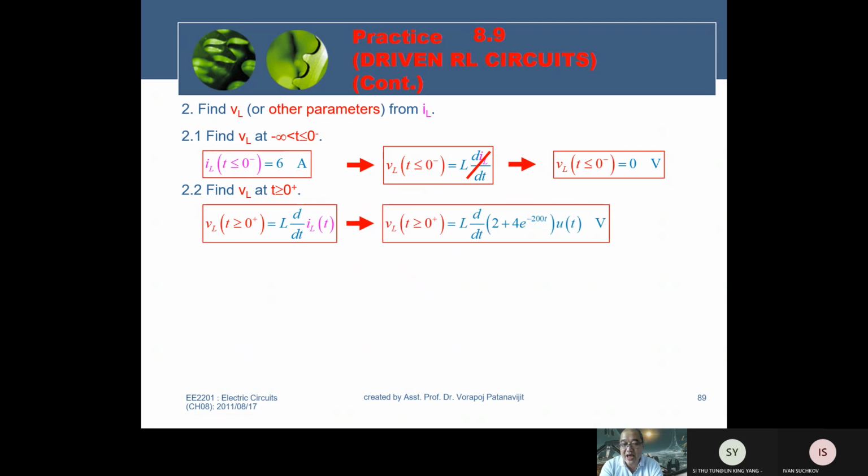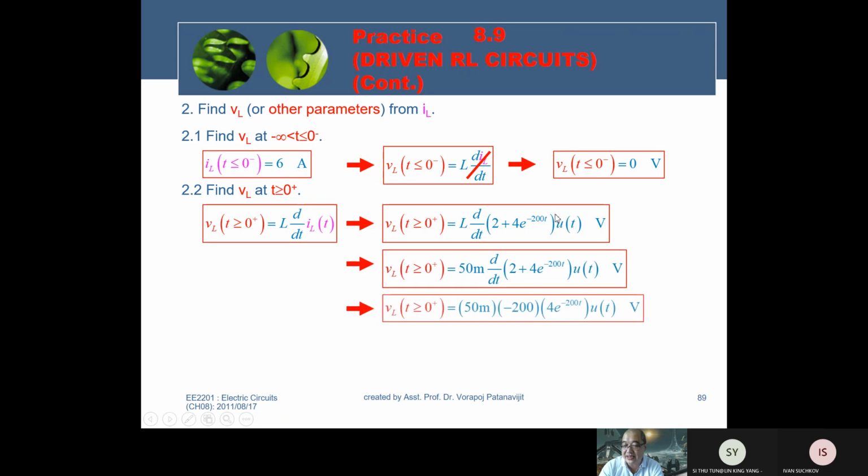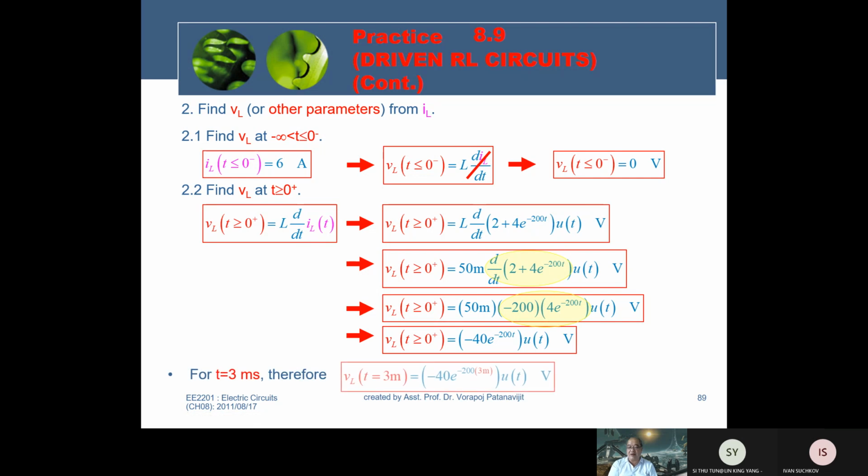Okay. Determine VL for time greater than 0. In this case, you must use IL for time greater than 0, which equals 2 plus 4 e power minus 200t. Okay. Taking the derivative of 2 gives you 0. Taking the derivative of 4 e power at gives you a times 4 e power at. After you get VL in the general form, the question asks you to determine VL at time equal to 3 milliseconds. Okay. VL at time equal to 3 milliseconds, in this case, equals 22 volt.